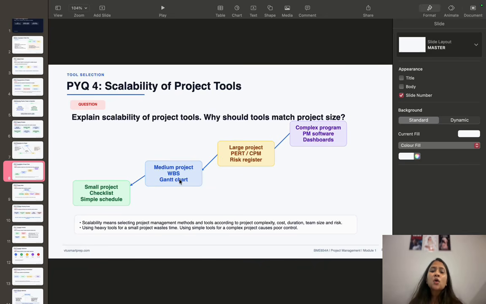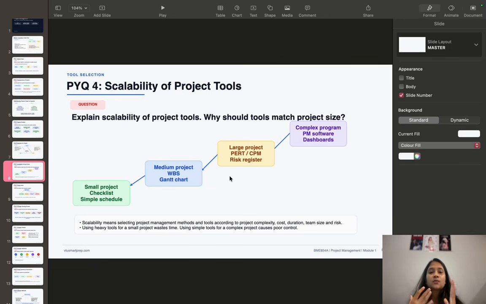For small projects, simple tools like checklists and simple schedules are enough. For medium projects, tools like WBS and Gantt charts are useful. For large projects, PERT, CPM, risk registers, and cost control tools are required. For very complex programs, project management software and dashboards are used.